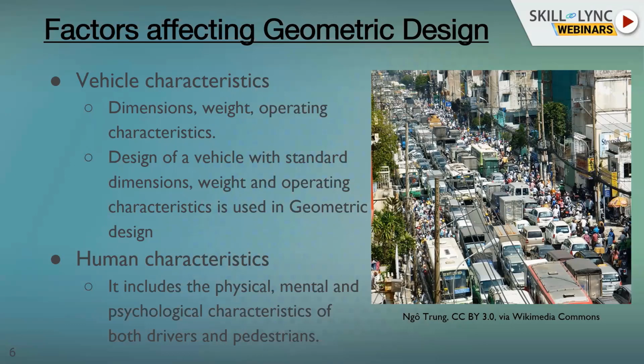It means at any point of time, you should be able to see an object while designing a road. If you are designing a road, your normal eye height is considered to be 1.2 meters, and you have to see a 15 centimeter object at any point of time. That is one of the basic criteria while designing the road.